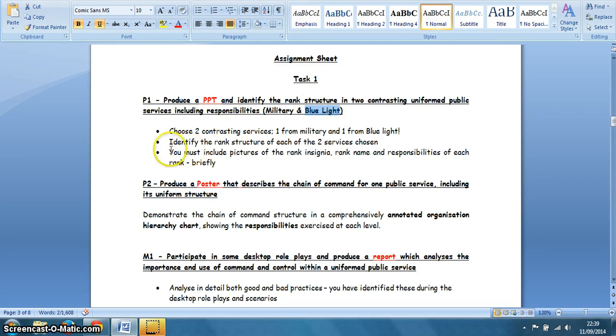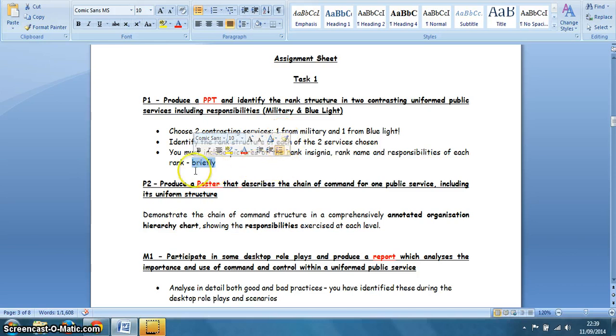What you need to do for each service that you choose is identify the rank structure of each of the two services chosen. You must include pictures of the rank insignia, that's what the ranks actually look like, the rank name and the responsibilities of each rank. For P1, you only need to do this briefly.